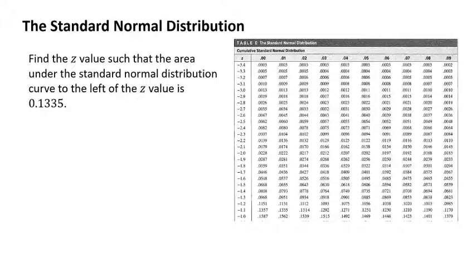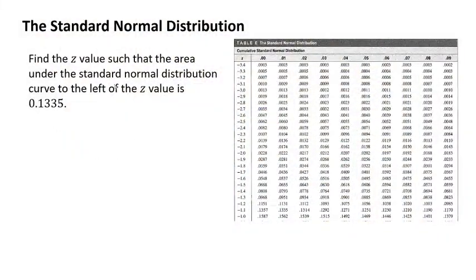Let's find the z-value such that the area under the standard normal distribution curve to the left of the z-value is 0.1335. Now this is weird, because we've usually been taking z-values and finding areas underneath the curve, and here we're having to do the exact opposite. We're given the area under the curve and we have to find the z-value. Let's read the problem one more time.